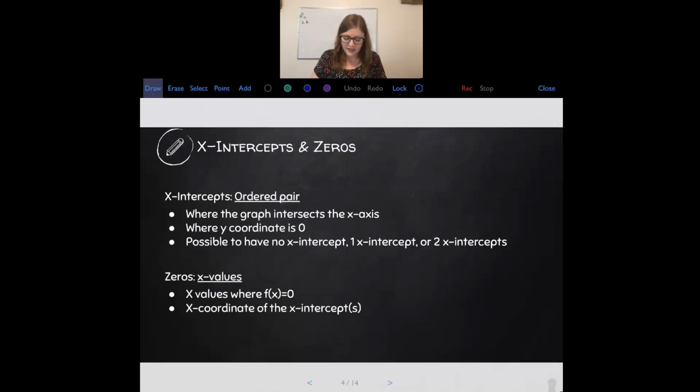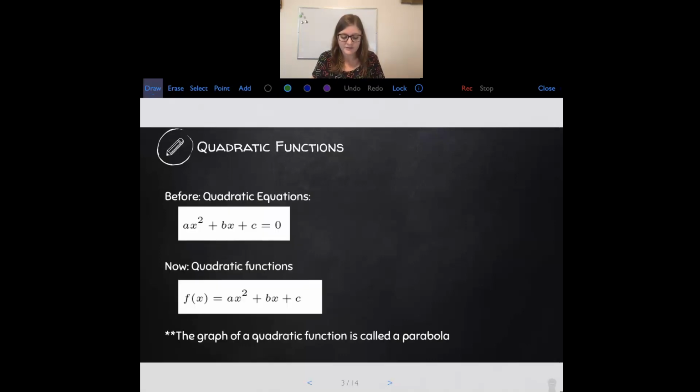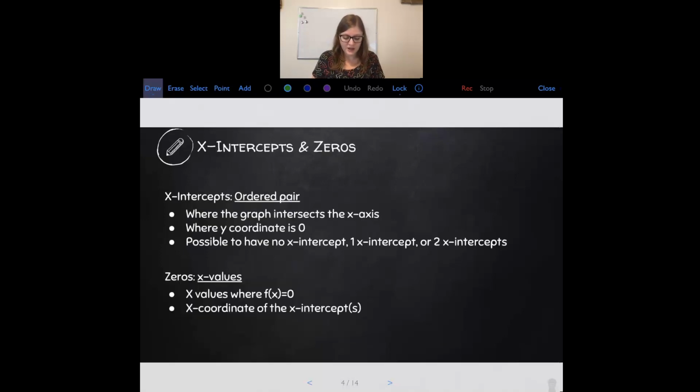Zeros are our x values where f of x is equal to 0. With our quadratic equations, if we were talking about functions, when we solve for x, we would have found where the function is equal to 0, or the zeros of the quadratic function. Another way to think about it is it's the x-coordinate of the x-intercepts. So x-intercepts are ordered pairs, zeros are the x values.